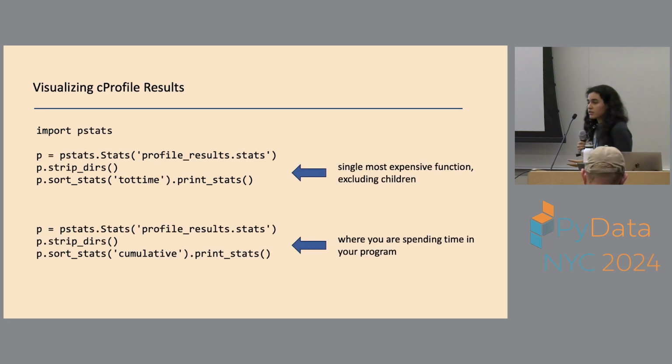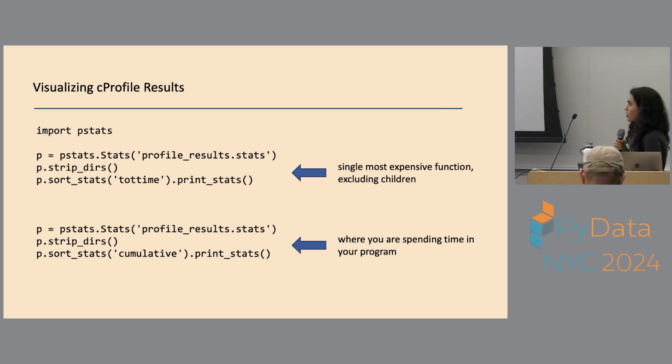cProfile is a part of the standard library, and you don't need to pip install it. Similarly, pstats comes in the standard library, and so let's interact with the data that we got from cProfile and see where we're spending our time. Let's try to find those bottlenecks that we're trying to solve.